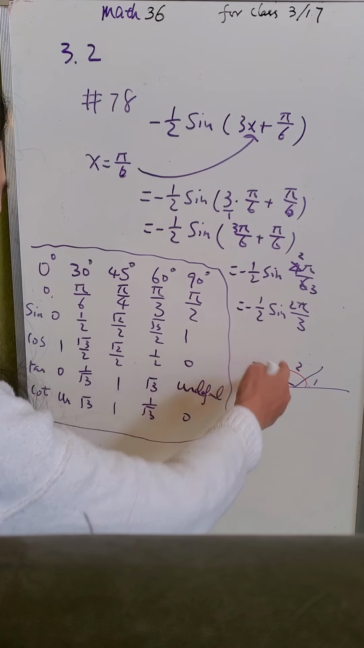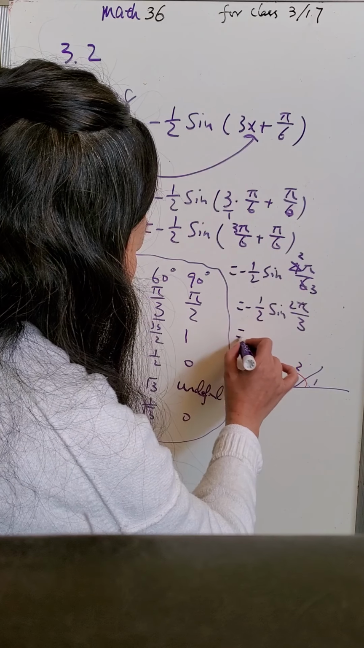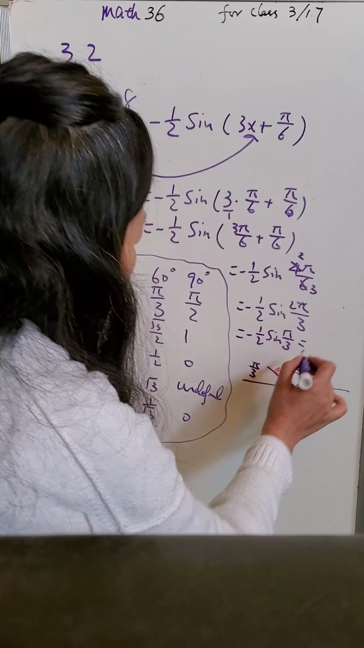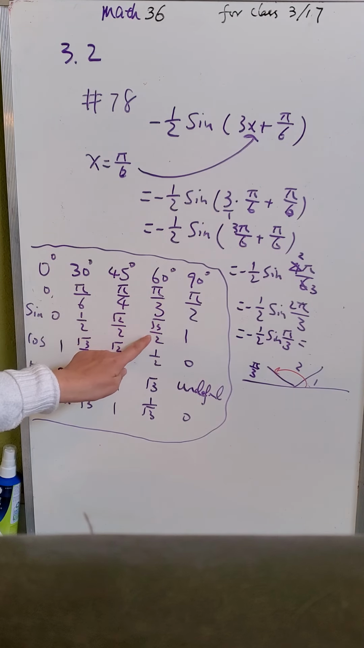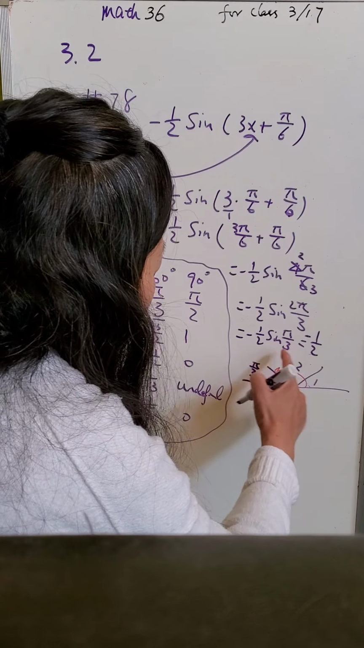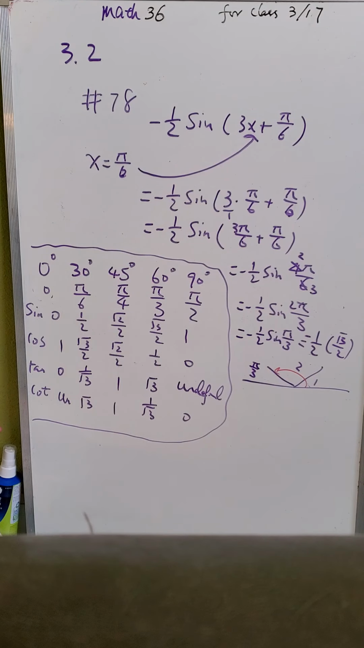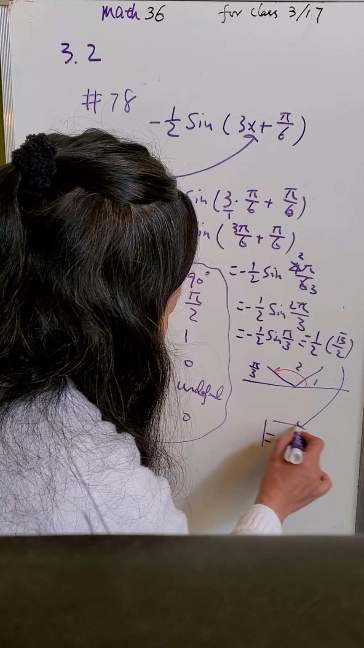And because sine on top is positive, this is the same as negative 1/2 of sine π/3. And sine π/3, let's look at it right here. It's square root 3 over 2. So it equals negative 1/2 times square root 3 over 2. So that becomes negative square root 3 over 4. And so that's the answer.